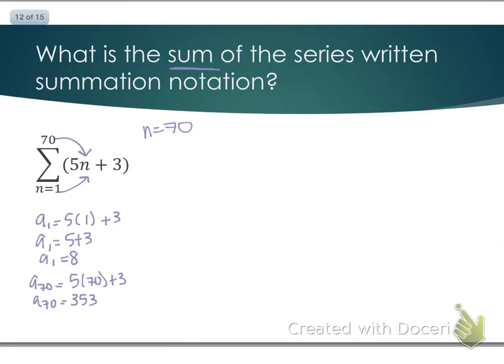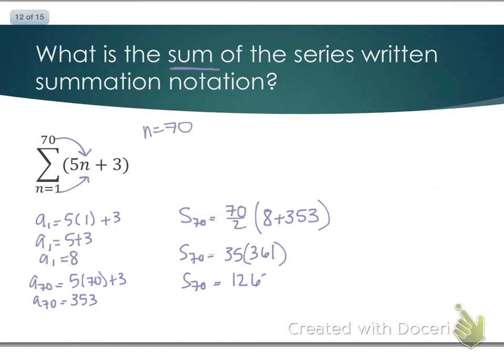I have my n, I have my first term, my last term, so I can find the sum. So S of my n is representing 70. So I plop in my n for both spots. My first term is 8, and my last term is 353. 70 divided by 2 is 35. 8 plus 353 is 361. And then we're going to multiply. So 12,635. So that means if I plugged in the numbers 1, 2, 3, 4, 5, 6, 7, 8, 9, 10, all the way to 70 into my explicit equation and added them all up, because remember, series we're doing sum, this is how much it would be.